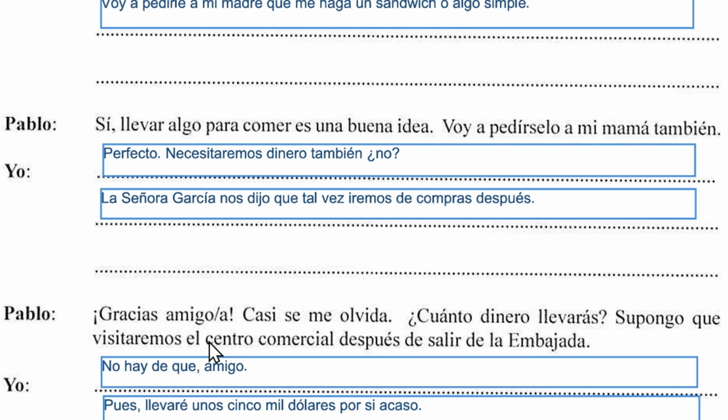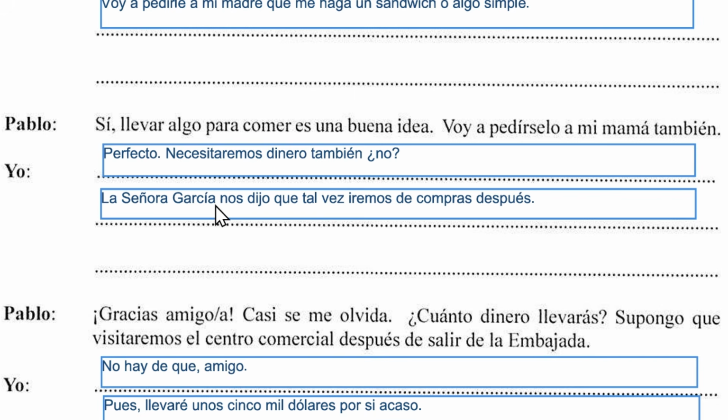I guess that we will visit the mall after leaving the embassy. So we would have mentioned bringing money and we would have mentioned something about what to do after leaving the mall or something along that line. So let's see what I said. Perfecto. Perfect. We will need money as well, right?